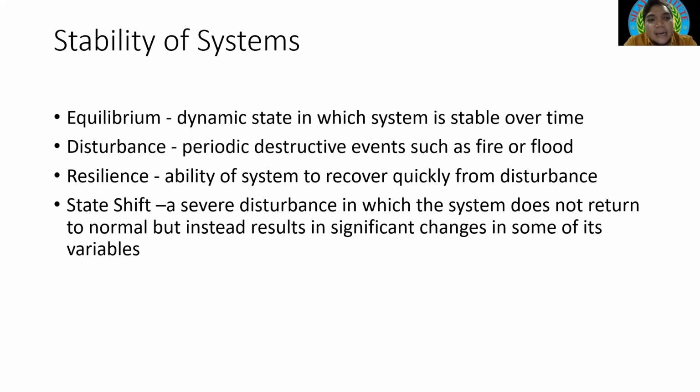Now, for the stability of a system, we have equilibrium. It is a dynamic state in which a system is stable over time. We also have disturbance, periodic destructive events such as fire and flood, which are somehow natural, inevitable phenomena. We have resilience, the ability of a system to recover quickly from disturbance. We have state shift, a severe disturbance in which the system does not return to normal, but instead results in significant changes in some of its variables.